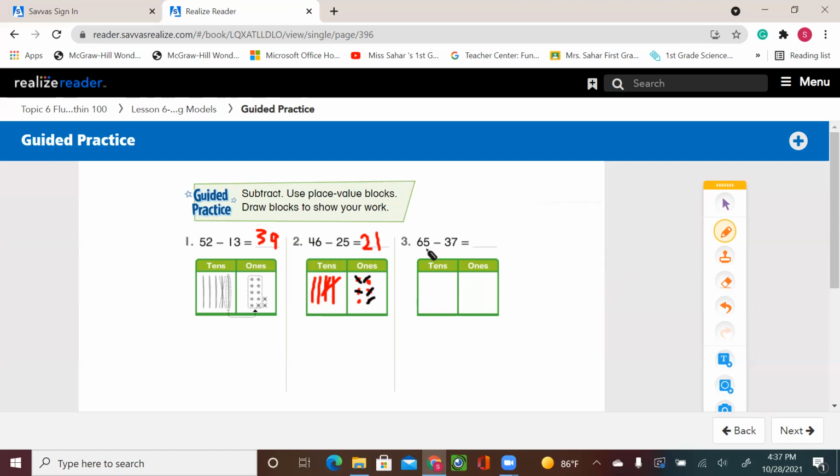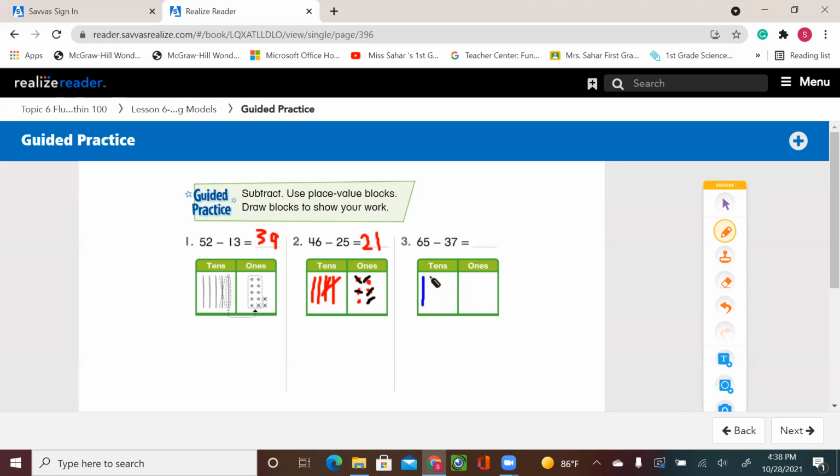Let's go for number 3. 65 minus 37. I see my ones here are less than the ones here. So 5 is less than 7. That means I need to regroup. I cannot subtract it. I have to regroup first. So let's see how many tens I have in 65. I have 6 tens.